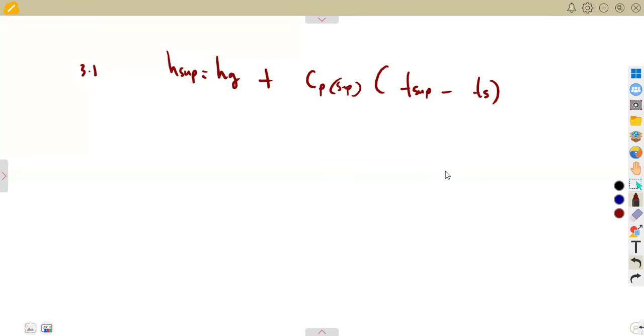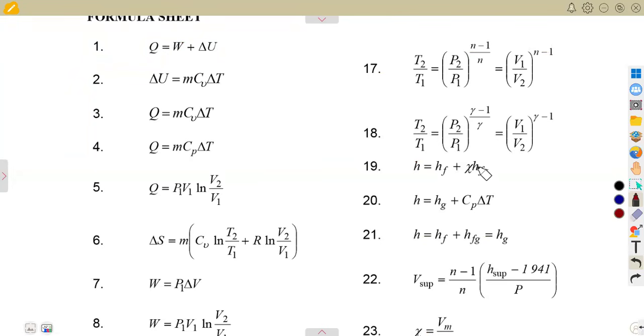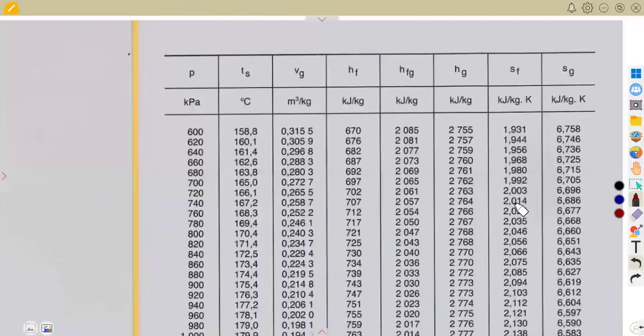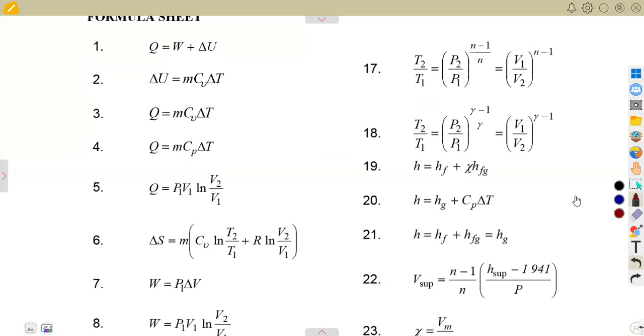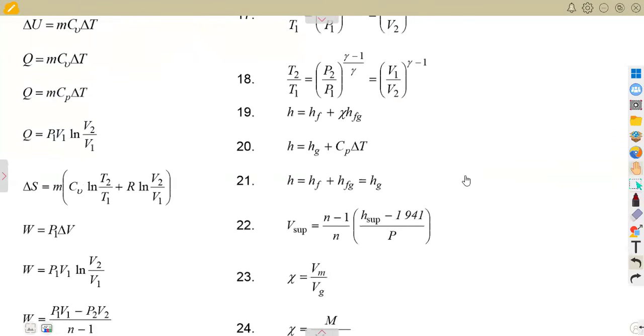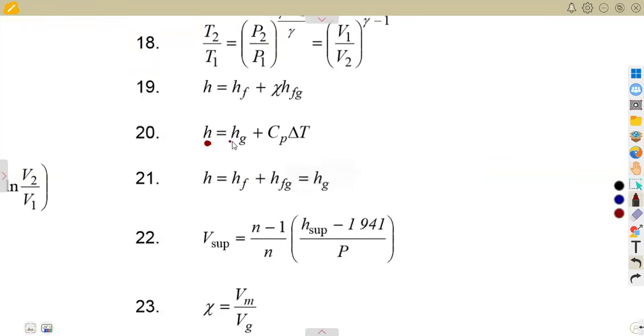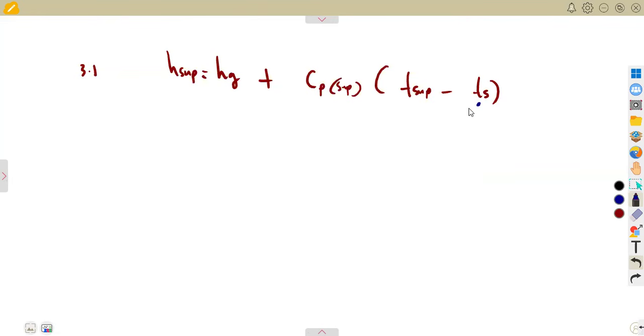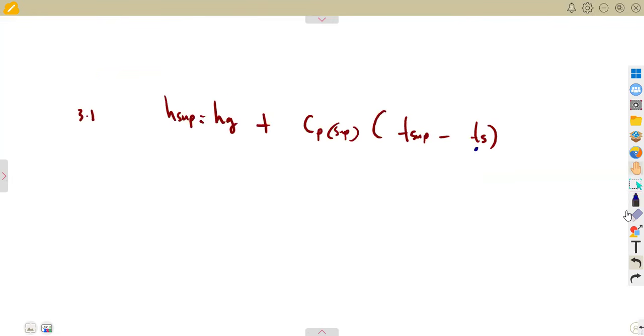This formula we must be given from our formula sheet. Let me show you. We have got this one. If you check the way that they gave us here, it's given as H is equal to Hg plus this. So this is H sup and this is Cp for the superheated steam. The change in temperature there is T sup minus Ts. This Ts is for the saturation temperature. We talked about this one being for saturation. So these two are supposed to be taken from the pressure that we are given. We take them from that pressure that we are given.